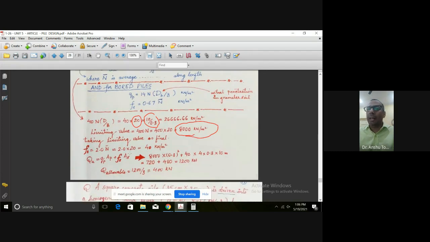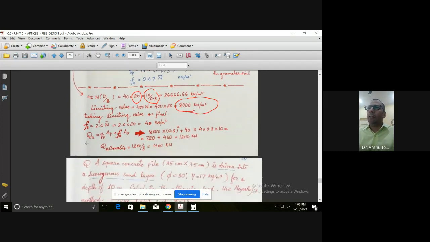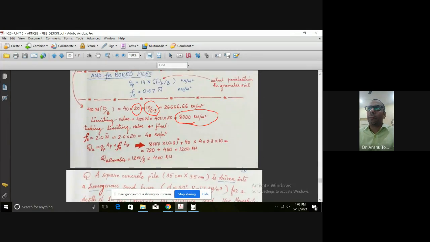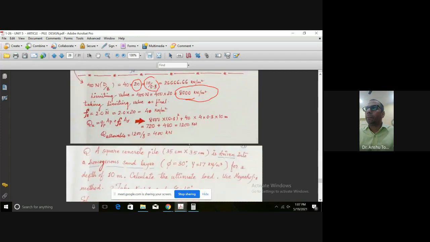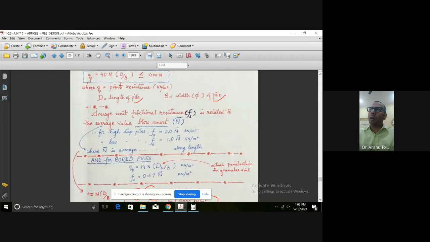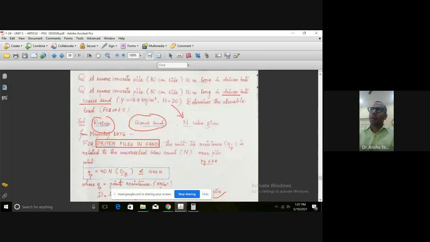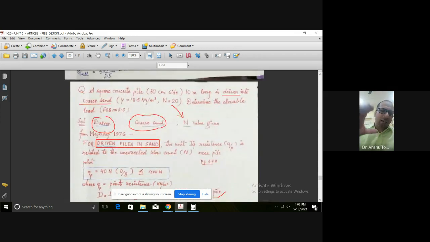So taking limiting value as final, we will now try to find out the skin friction resistance, which we know is going to be 2 into N bar. So in case of N bar also we are going to use N only. That is what I am telling you. So in case average of all the layers, here we have got only single layer. हमारे पास यहाँ पे मल्टीपल लेयर्स नहीं है.